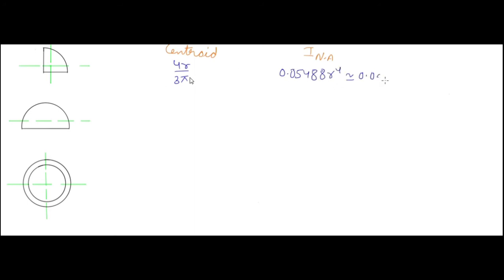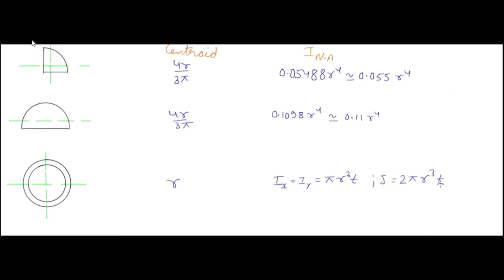The centroid of the quarter circle and the semicircle is 4r by 3 pi from the base. For the quarter circle, both axes, whether it's the x-axis or y-axis, are at a distance 4r by 3 pi from the base that you are taking. Means the vertical base or a horizontal base, the neutral axis is at a distance of 4r by 3 pi from that base. Okay, and the area moment of inertia about the neutral axis is equal to 0.055 r to the power 4. R is the radius of the quarter circle.